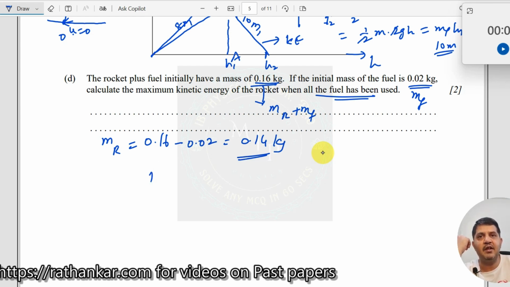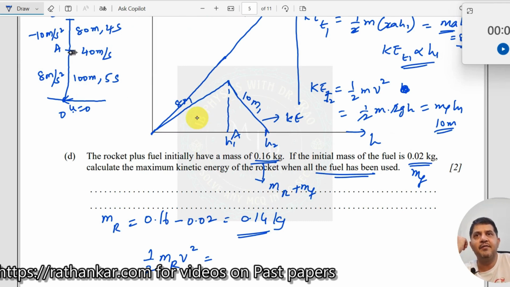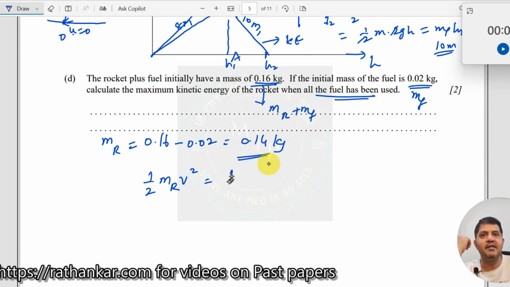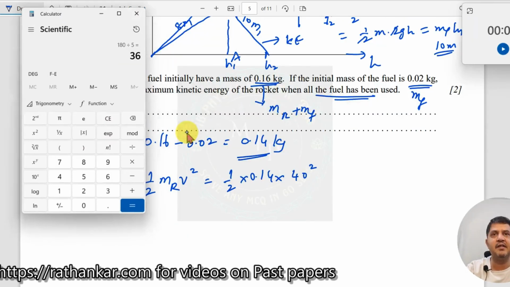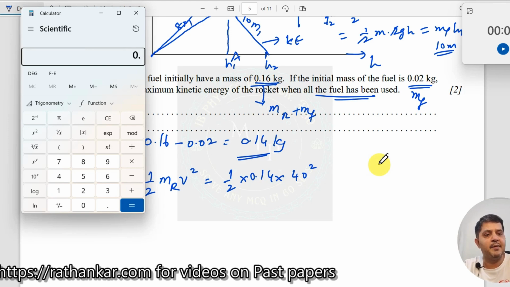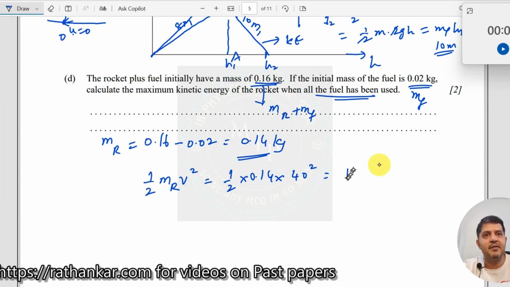So the final one will now be equal to half into mr into v square. What is v square? The velocity of the rocket or speed of the rocket when all the fuel has been used. What's that value? That value is seen to be here. Where did the fuel get over? Fuel got over here at this point, right? So which is seen to be 40 here. So therefore, let me write down this. This should be a half into 0.14 multiplied by 40 square. What will this value be? Let me take up that value as a calculator. It's here, which should now be 0.14 star 40 star 40 is equal to so much divided by 2 will be 112 joules. Okay, so this is the way how you need to do it.